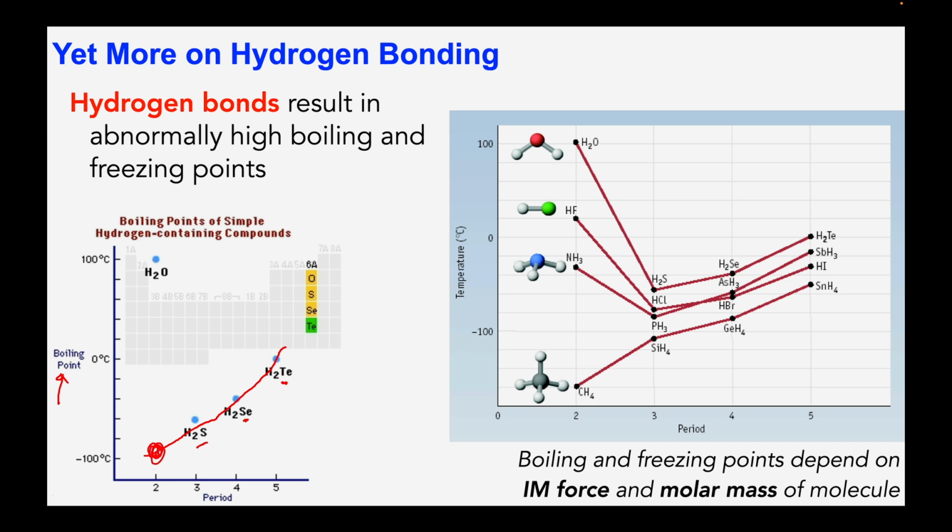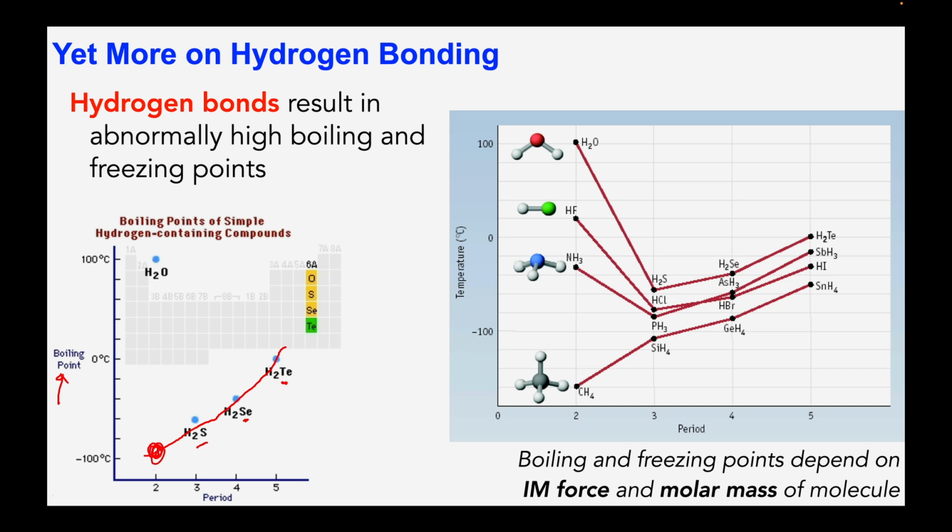And this is the result of hydrogen bonds. The water molecules hold on to each other much tighter than H2S, H2Se, or even H2Te. So it's just amazing. This difference in the boiling points is directly attributable to hydrogen bonds.